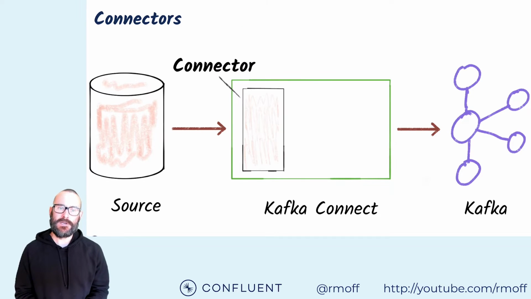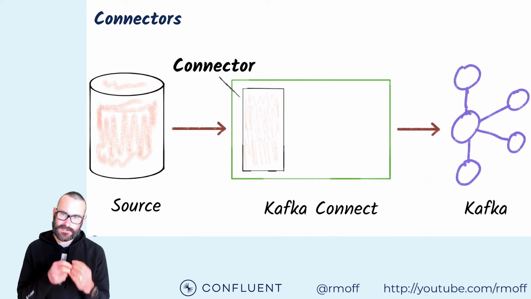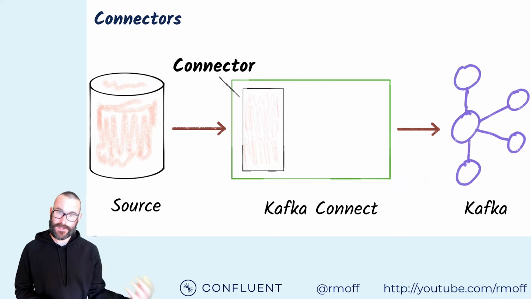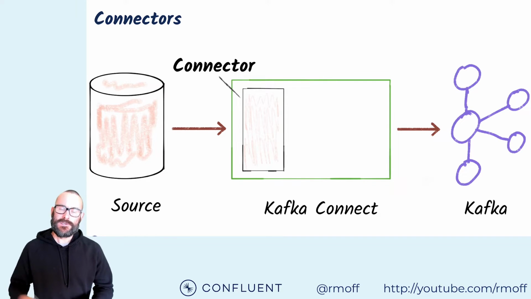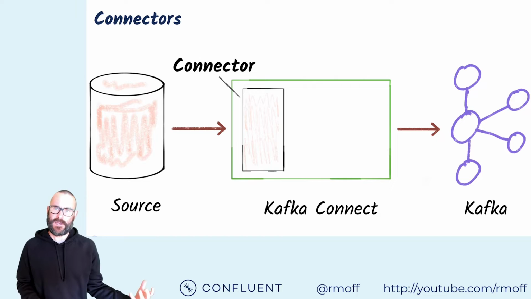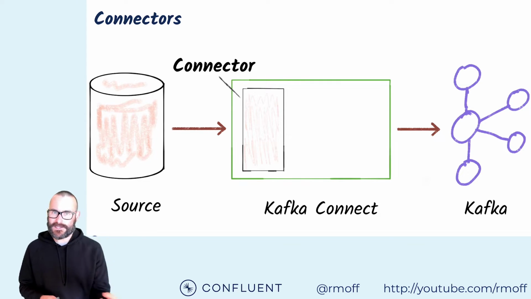So the first piece of the puzzle is the connector plugin. This is the piece that speaks the specific technology of our source or target. So if we're pulling in data from a database, it speaks something like JDBC, or it goes to the MySQL binlog.